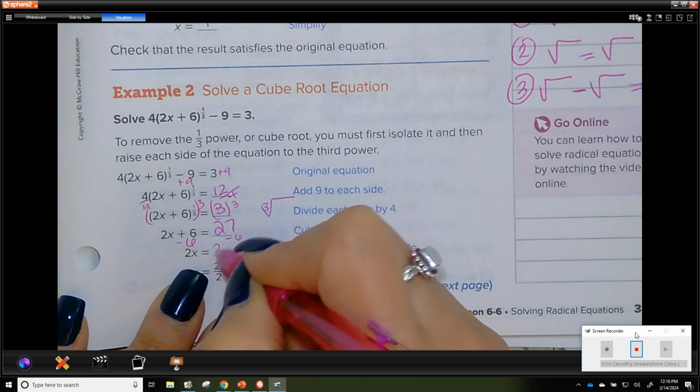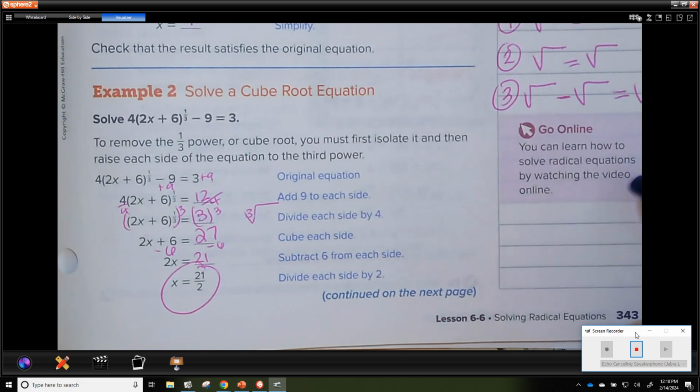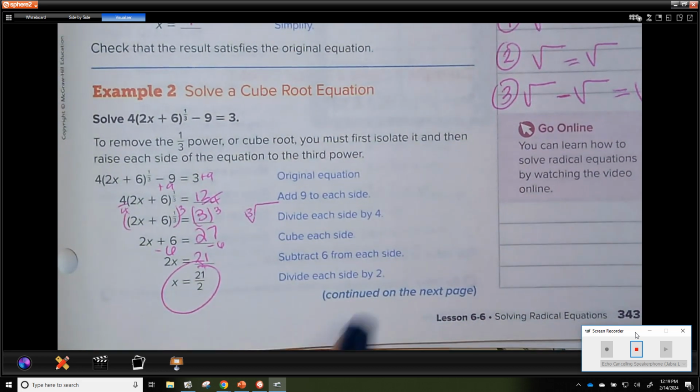Then we keep on solving. Minus 6 is 21. Divide by 2, we get 21 halves for that one. Now we have to check it, and they do it on the next page.